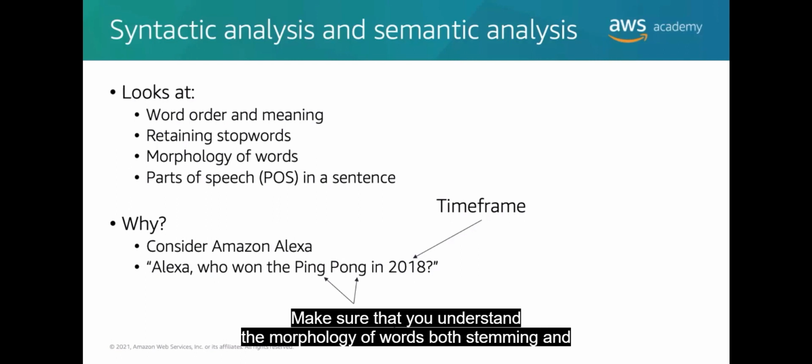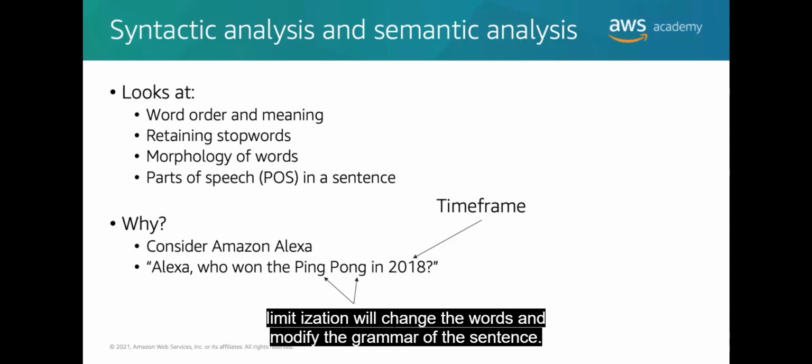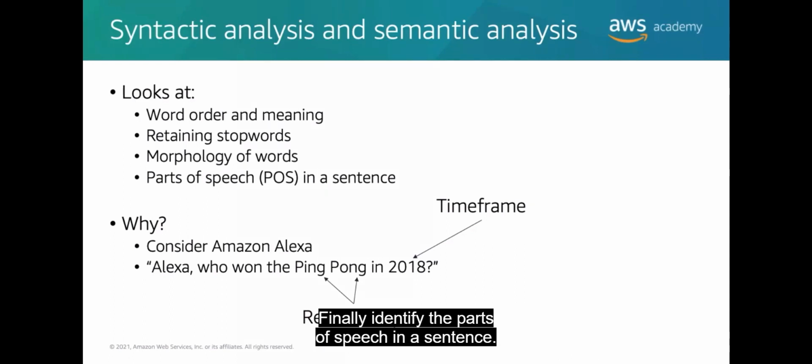Make sure that you understand the morphology of words. Both stemming and lemmatization will change the words and modify the grammar of the sentence. Finally, identify the parts of speech in a sentence. It's important to identify the correct parts of speech for understanding the correct meaning of a word.